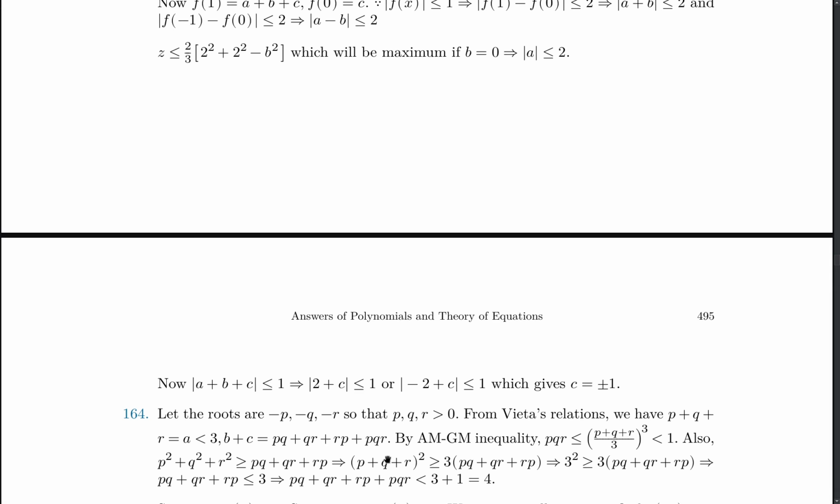And p plus q plus r is less than 3. So we substitute 3 and we get pq plus qr plus rp less than equal to 3. Now we add pqr on both sides, and this is what is b plus c. And we add plus 1 here because pqr we have established as less than 1. So this 1 will be added here and thus b plus c would be less than 4.